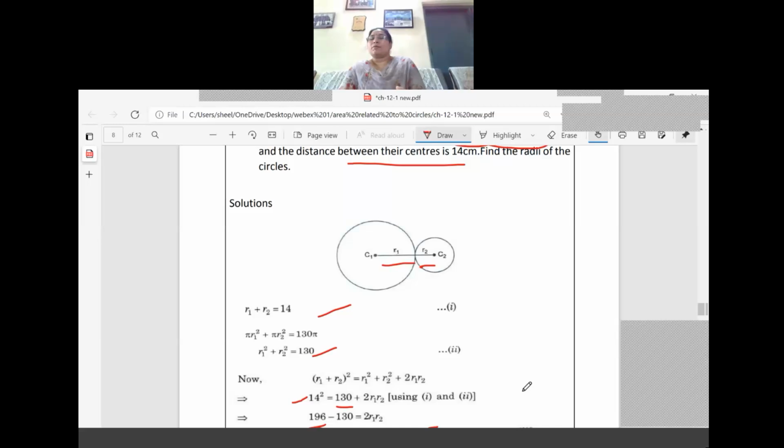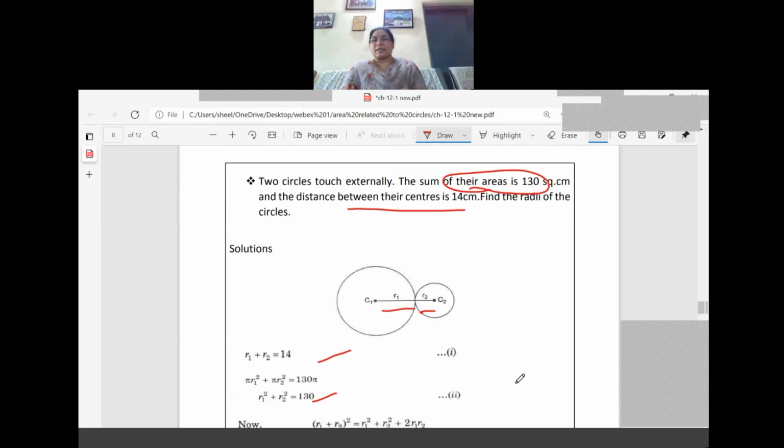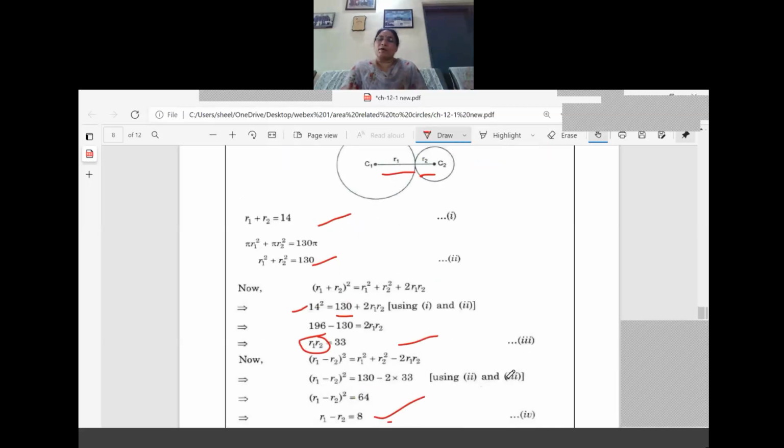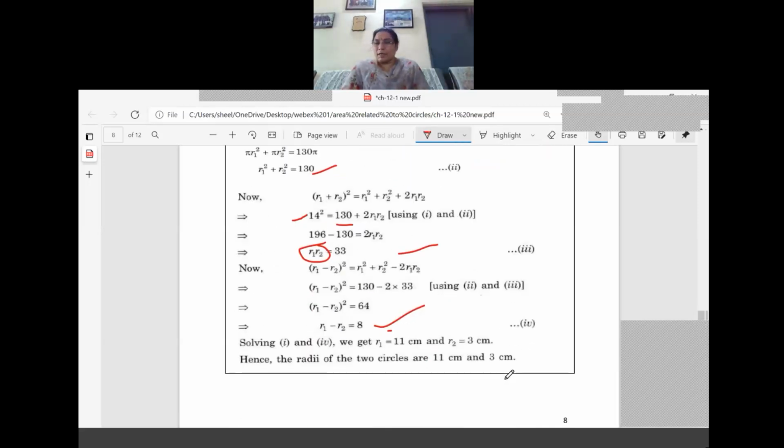So for this question, what we had done, two circles touched externally, isn't it? The diagram is clear. So from that we have calculated the formula. Pi r1 square plus pi r2 square is given there. From there R1 plus R2 whole square calculated. R1 minus R2 whole square we have calculated. Then solved for R1 and R2. We got the value for R1 and R2 as 11 and 3.